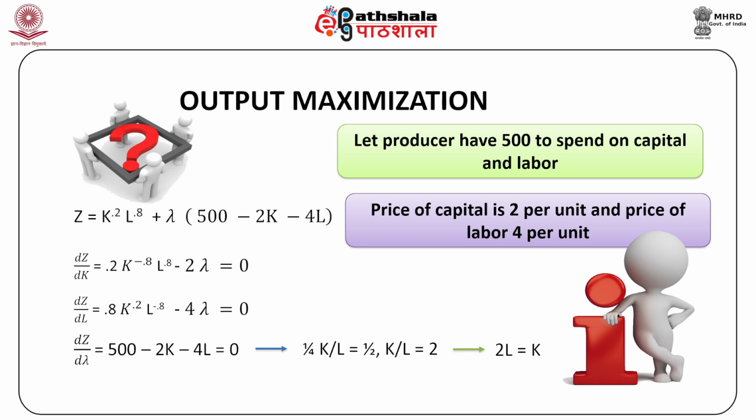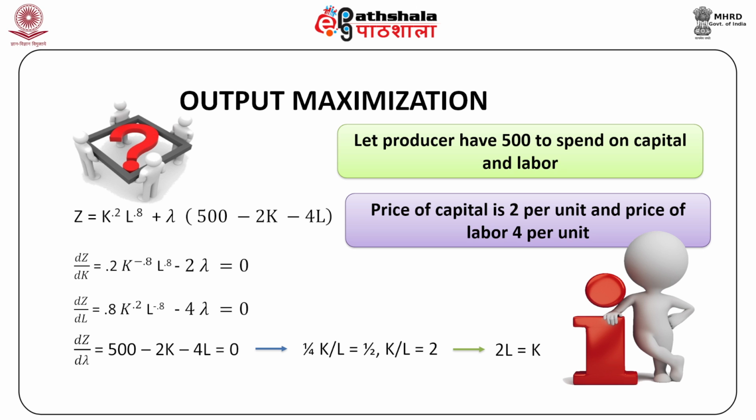Example 2, output maximization. Let the production function be Q is equal to K raised to the power of 0.2 into L raised to the power of 0.8, which is known as equation 1, where K is capital, L is labor. Let the producer have 500 to spend on capital and labor. Price of capital is 2 per unit and price of labor is 4 per unit. Then in order to maximize output, the Lagrange multiplier should be used as follows. Z is equal to K raised to the power of 0.2 into L raised to the power of 0.8 plus lambda (500 minus 2K minus 4L), known as equation 2.